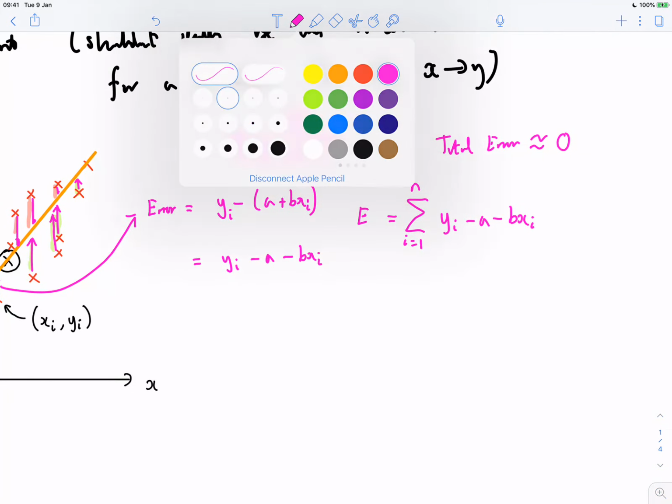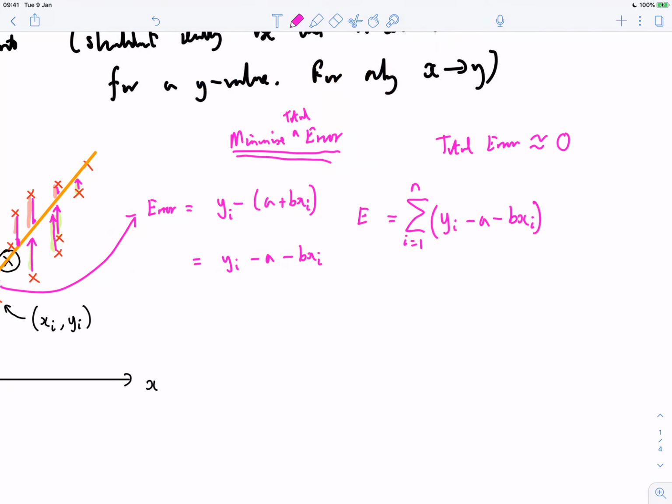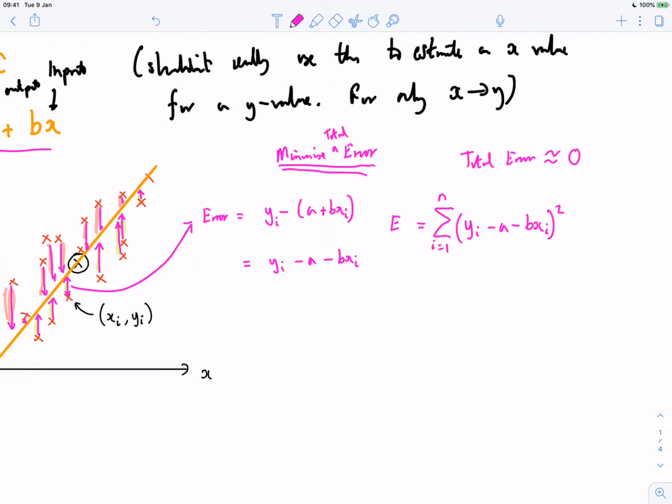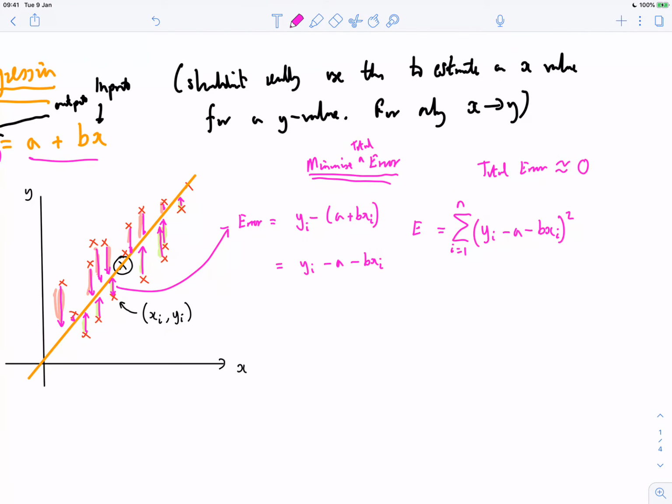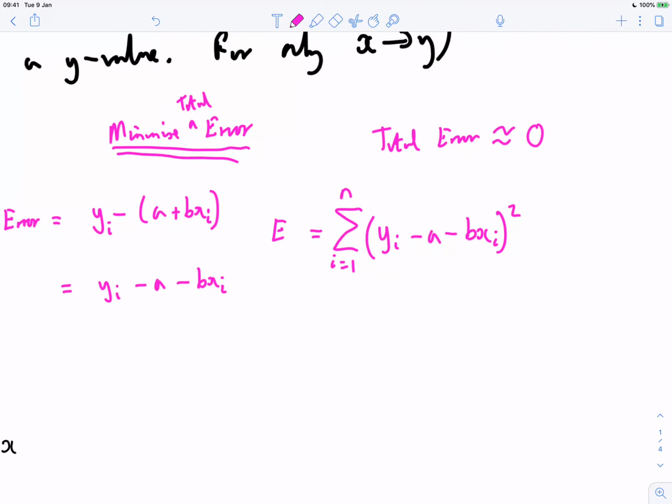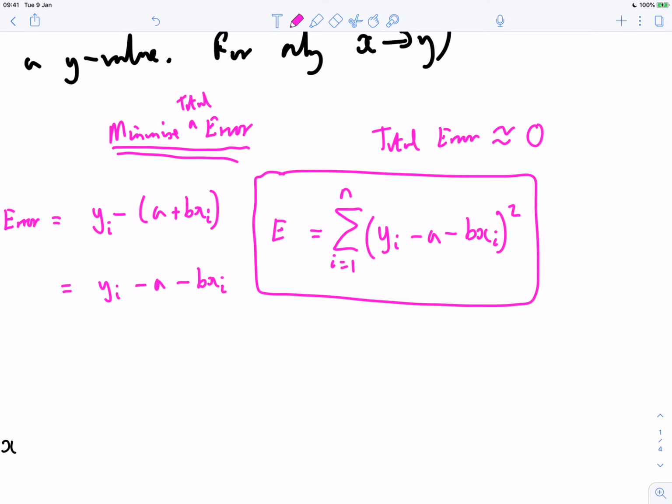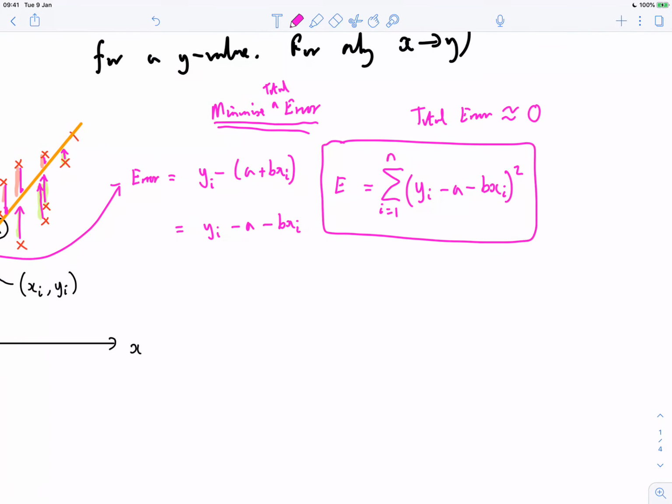So really what we want to minimize is this squared distance, right? Because when you square a real number, it'll either be zero or positive. Now in that case, the error will only be zero if every single one of the distances is zero. So really, we want to minimize this. Okay, so this is what we want. We want to minimize this thing. And by minimizing this, we're actually going to solve for a and b.